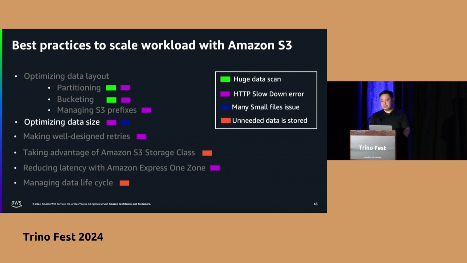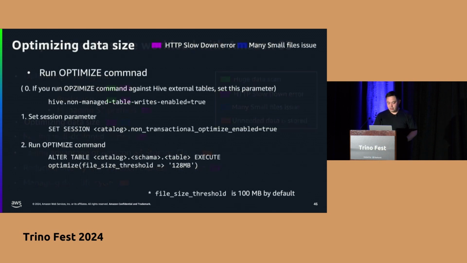So next topic is optimized data size. Optimized data size is the solution for many small files issue and the HTTP slowdown error. You can run the optimize command to merge small files into a larger file. So running this command, you can resolve many small file issues. Then you can reduce the number of S3 requests and GET requests.